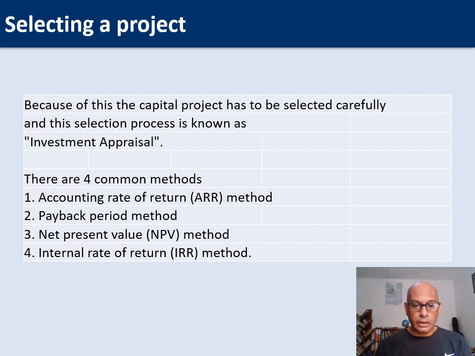The second method is the payback period method. The third one is called the net present value method or NPV method. The fourth one is the IRR method, internal rate of return. There are other methods also, but these are the four most commonly used methods, which I'm going to be teaching in this series of short videos. The first method that we are going to learn today is the accounting rate of return method.